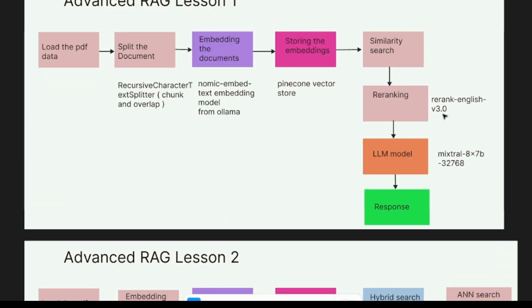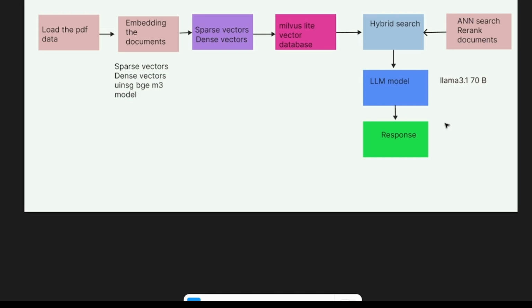In the last video, I took the reranking model from Cohere. But here there is no need to add the rerank model because in the Milvus hybrid search process, first it is going to identify the semantic search. After that, it is going to re-rank the documents using the weighted re-ranker. I'm going to explain that part as well.